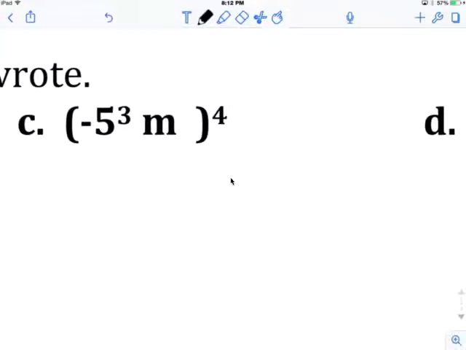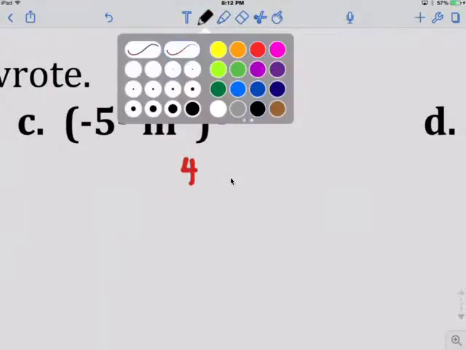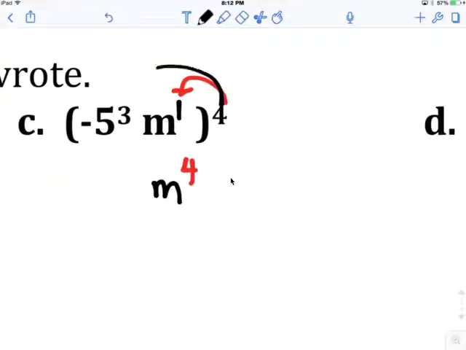Now this m doesn't have an exponent, so it does have an exponent of 1. So distribute, that becomes a 4. This is m to the 4th. Distribute, that becomes a 12. Negative 5. Okay?